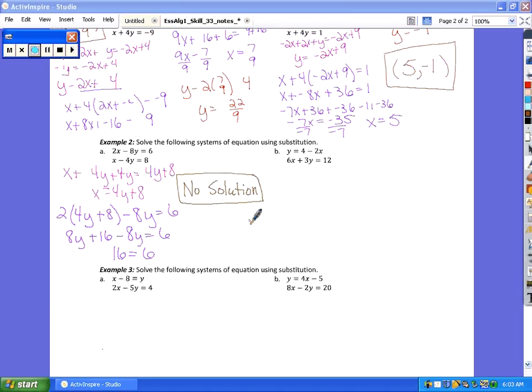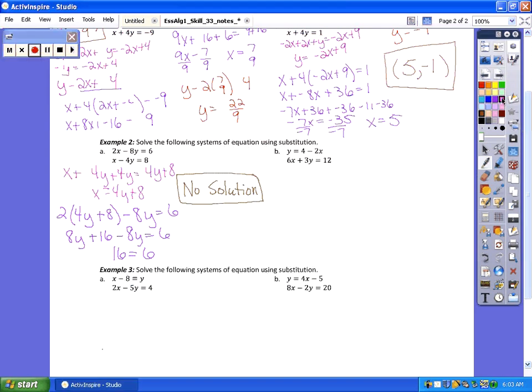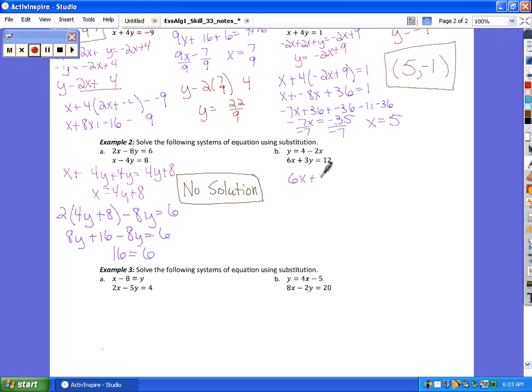This is part 3 of skill 33. If I look at my top equation, it's already solved for y, so I can just go ahead and do a substitution in my other equation. So 6x plus 3 times y, which is 4x minus 2, equals 12. So 6x plus 12 minus 6x equals 12.